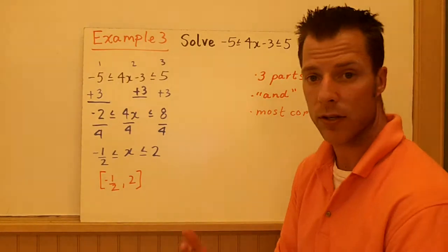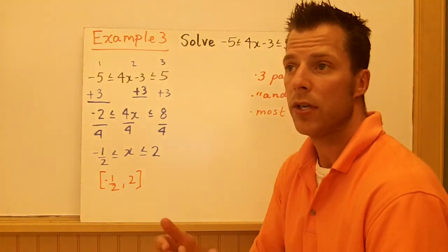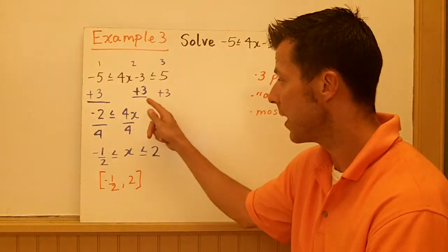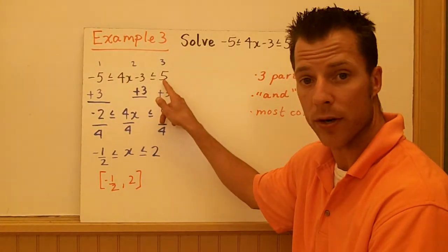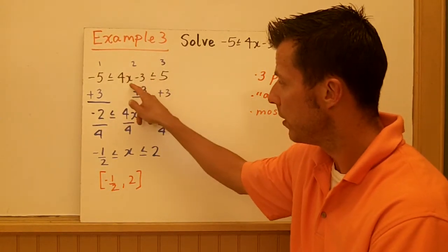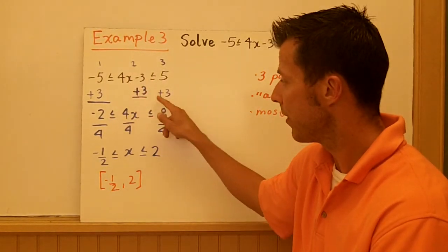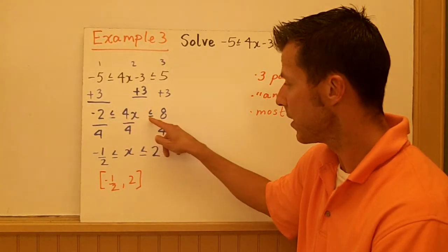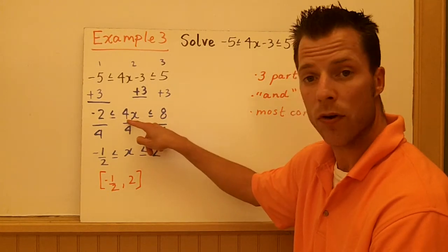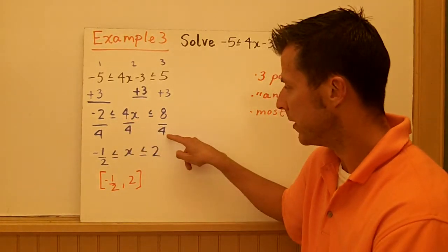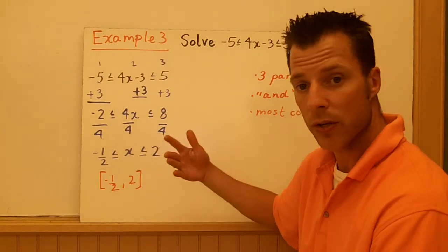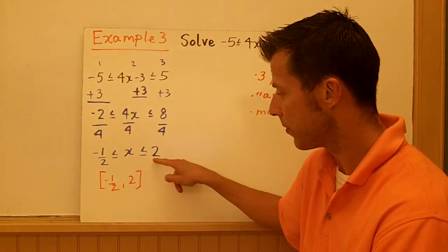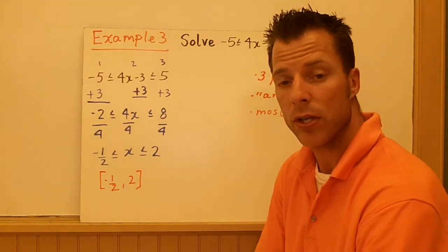You're going to solve that like you would an equation, but you have to perform the operations on all 3 parts. So you're not just adding 3 to 2 sides. 3 gets added to all 3 parts. So I start in the middle, and I try to solve for x. I add 3 to each side. I get negative 2 is less than or equal to 4x, and that's less than or equal to 8. To get x by itself, I divide everything by 4. That's a positive number, so the inequality stays the same. And I get negative 1/2 is less than or equal to x, which is less than or equal to 2. And there is your interval notation with that.